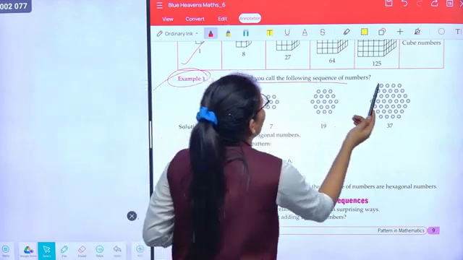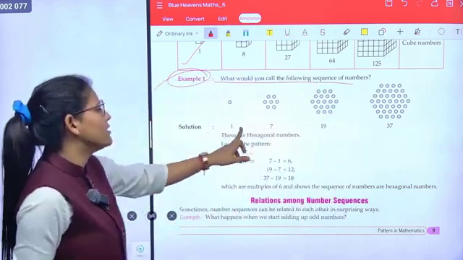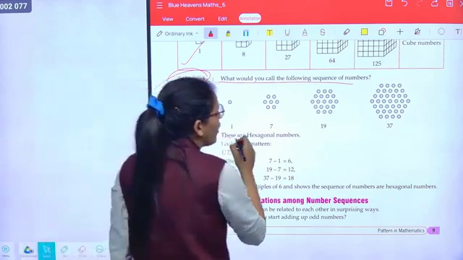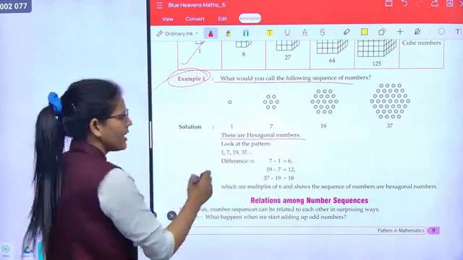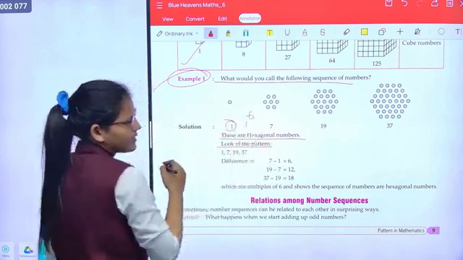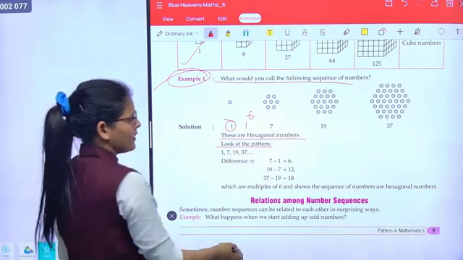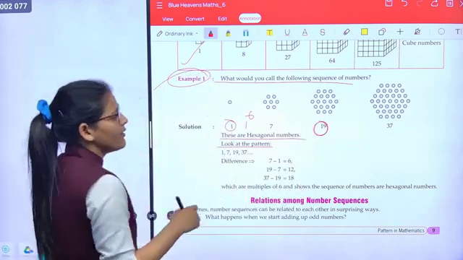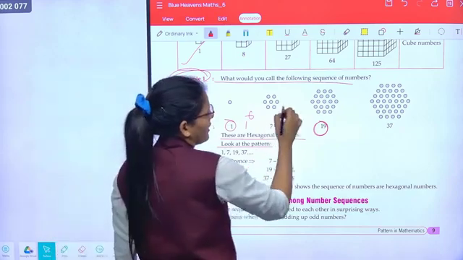Example number 1. What would you call the following sequence of numbers? There is 1, 7, 19, 37. Thus, these are hexagonal numbers. Look at the pattern. There is 1, 7. What is the gap? 6. Now, here is 19. 19 minus 7, that is 12.